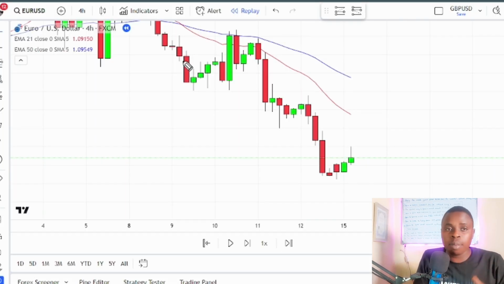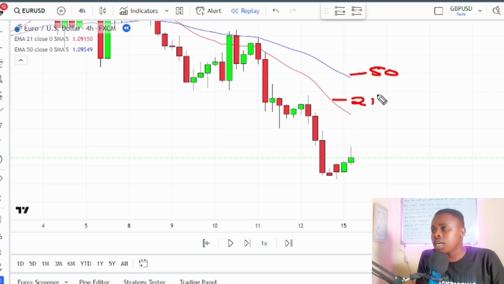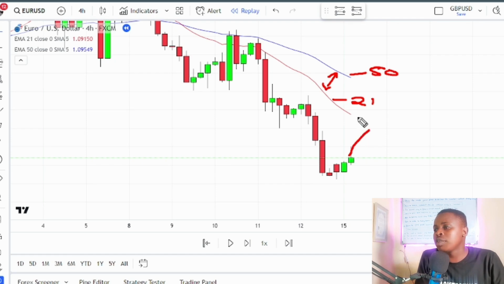Here is a market that fits our conditions of the trend, right? So first of all, we want to identify the trend, and for us to know the conditions of the trend are met, we want to see, now that this is a bearish example, the 50 period moving average being above the 21 period moving average, right? So if you see something like this and you see a gap between these moving averages, this is the first condition being met. The second condition is waiting for the market to come back into the 21 period moving average and get rejected in that zone.